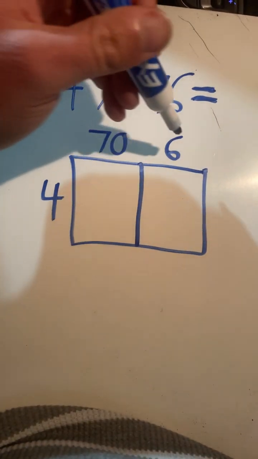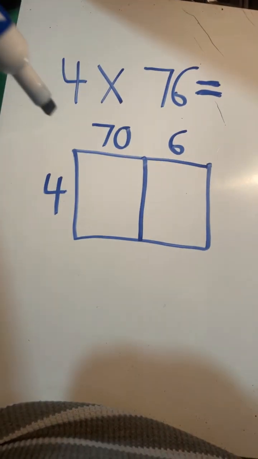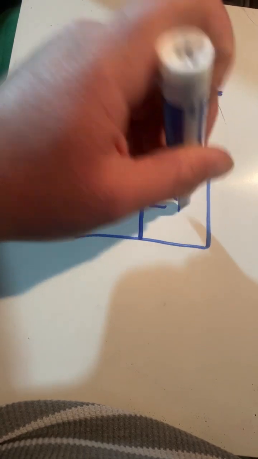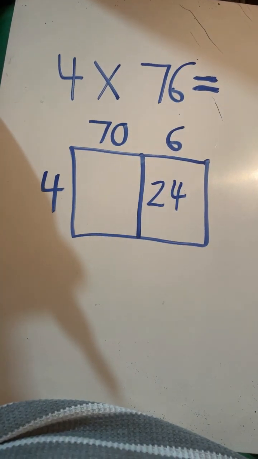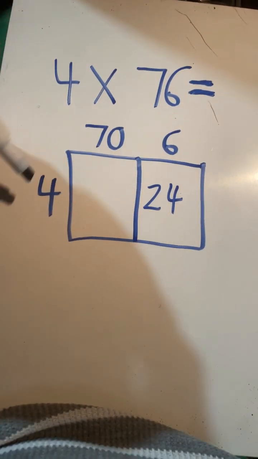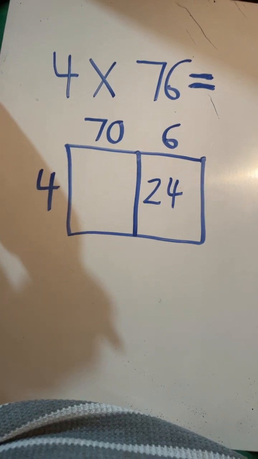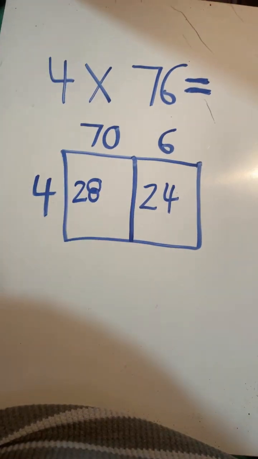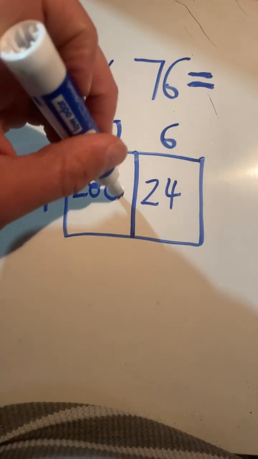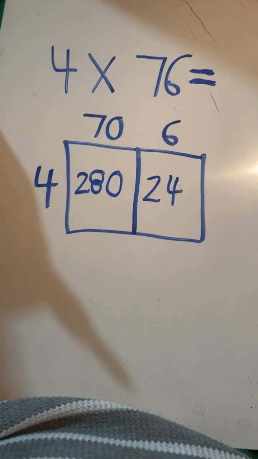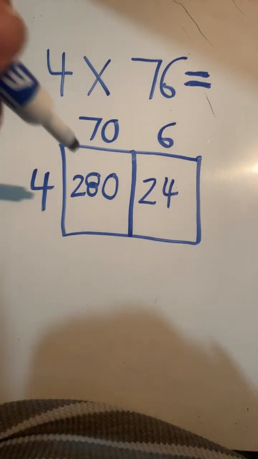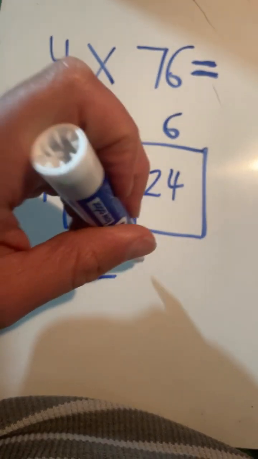Now we're going to multiply 4 times 6, put that answer in this square. 4 times 6 equals 24. 4 times 70, what I'm going to do is multiply 4 times 7 and add a 0 to my answer. 4 times 7 is 28. If we add a 0 to our answer, that 28 becomes 280. Now the final step is to add these two numbers together.